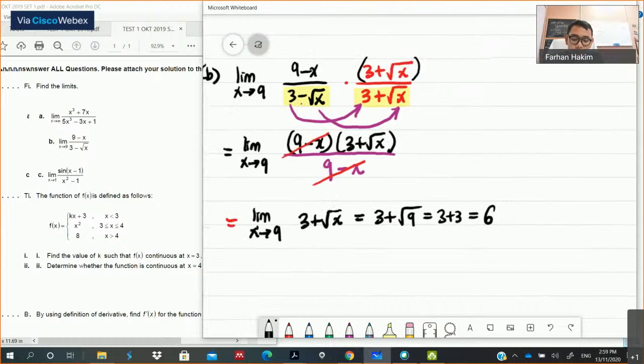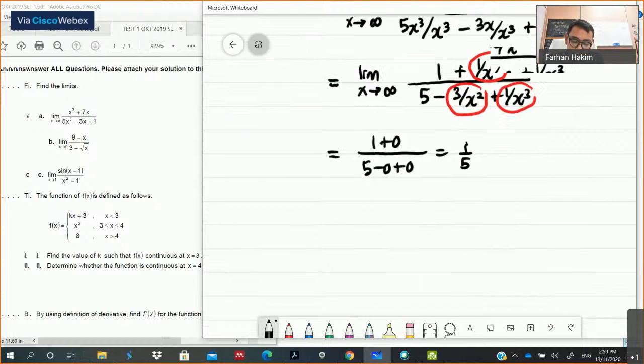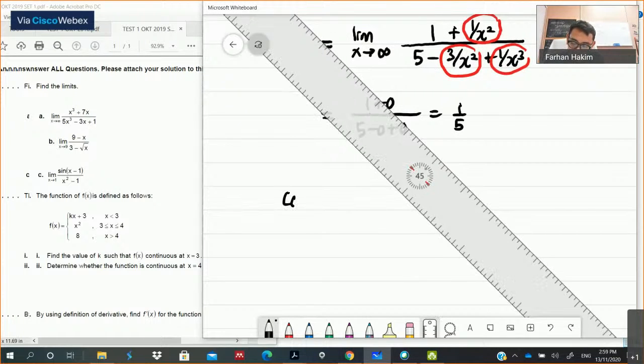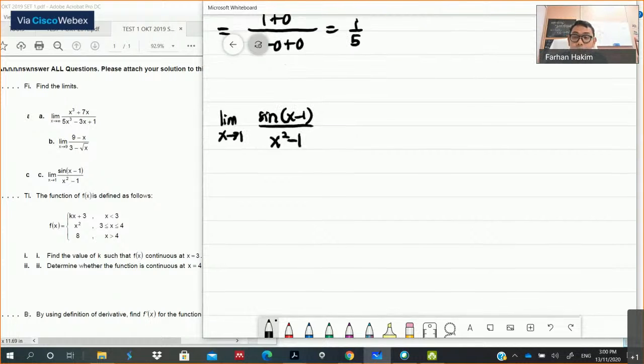All right, let's try question C. All right, suppose I have question C here. Limit as x approaching 1 of sine x minus 1 over x squared minus 1. All right, this is quite interesting.